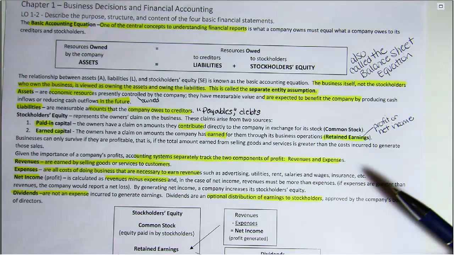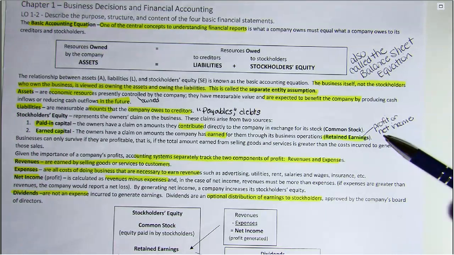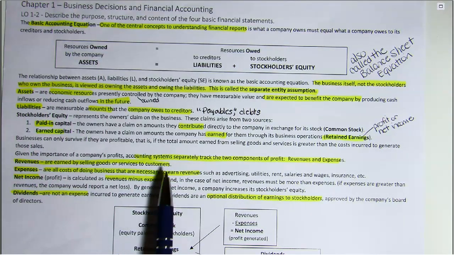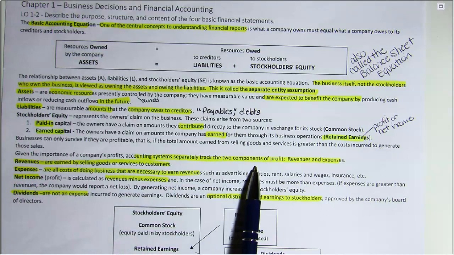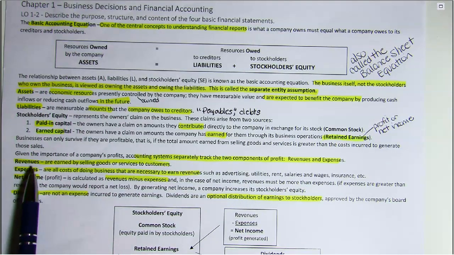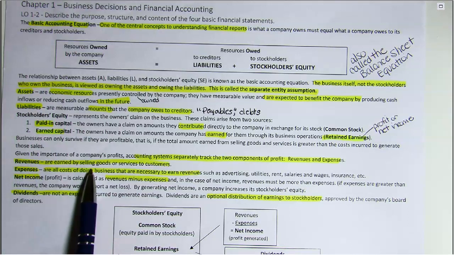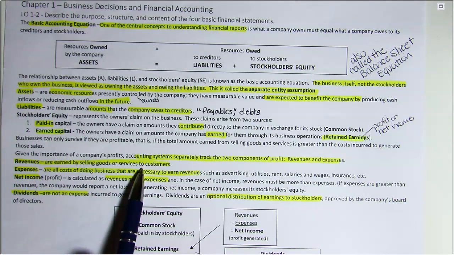Okay, now how do we figure out how much the company is making in earnings or profit? Well, that's going to be the difference between revenues and expenses. So accounting systems separately track the revenues and the expenses. Revenues are amounts earned by selling goods or services to your customers. This is the main reason you're in business.